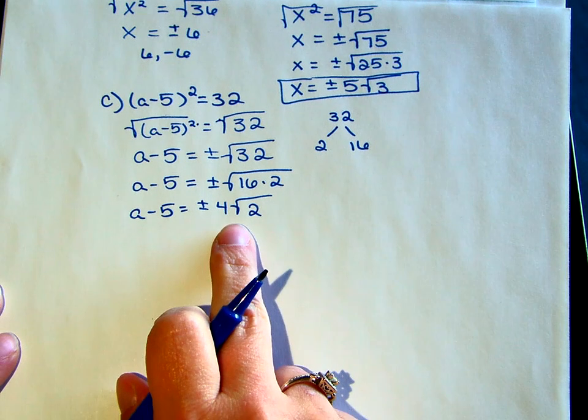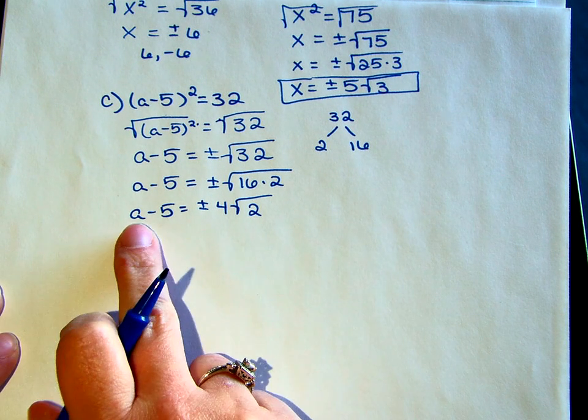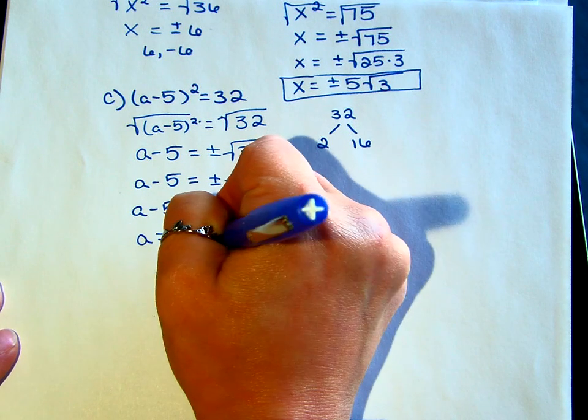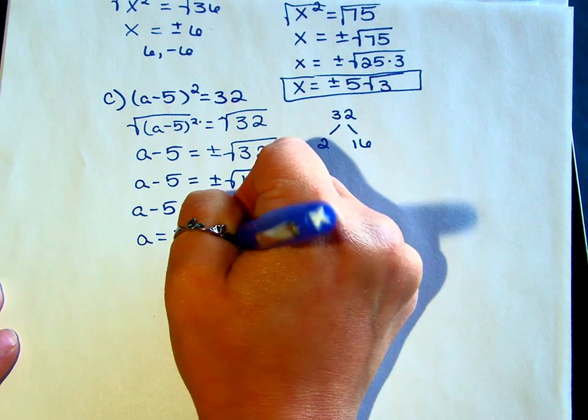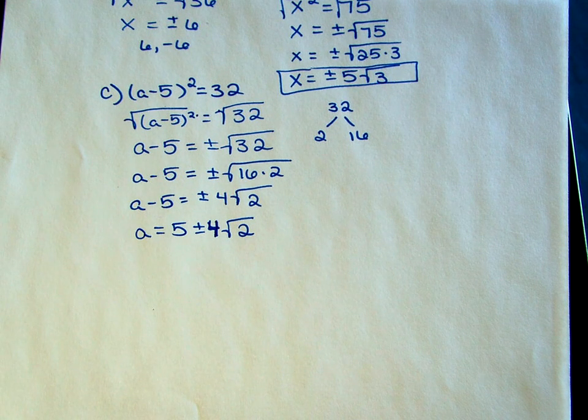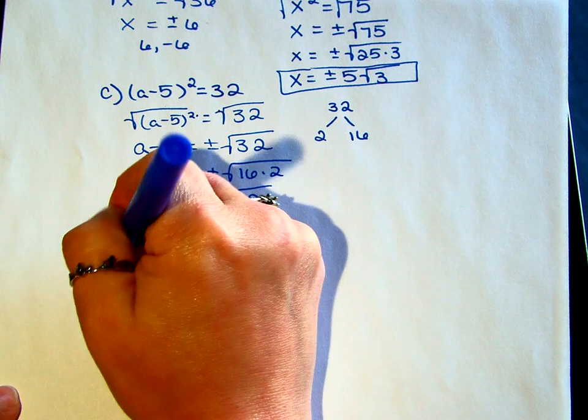But a is not by itself. To get a by itself, I have to add the 5 over, giving me 5 plus or minus 4 radical 2. The 5 does not get added to the 4 because you'll remember from chapter 11 that in order to have like terms with radicals, you have to have the same index and the same radicand. That 5 has no radical at all, so I can't just add it to the radical portion. It's not a like term. I don't know. Did I write that right? Yes, I did. Sorry, I couldn't see over the laptop.